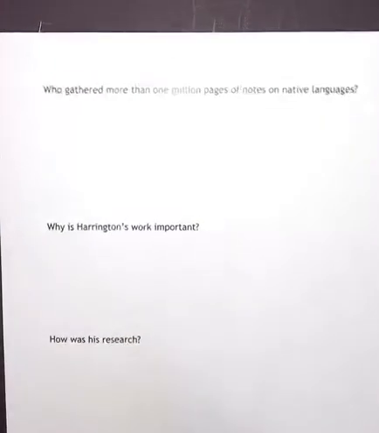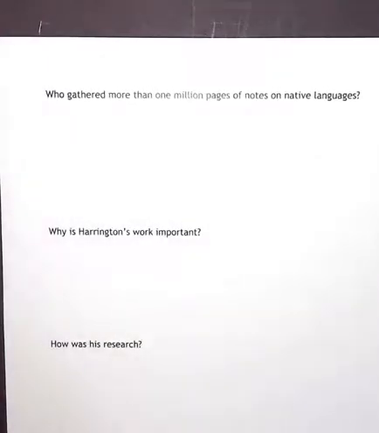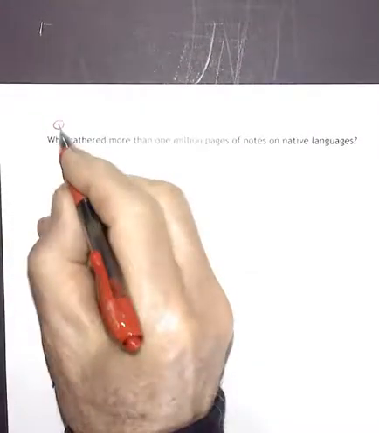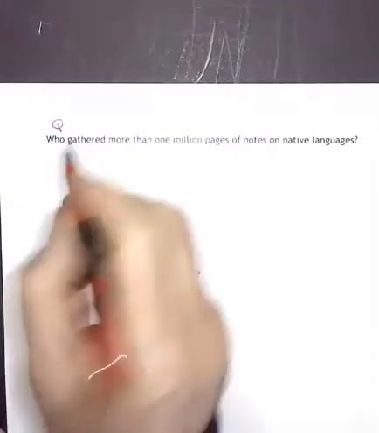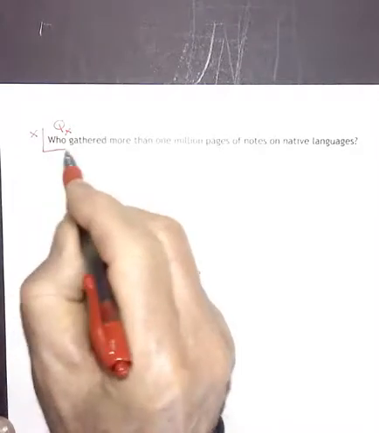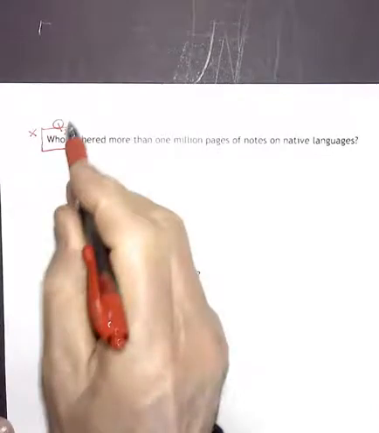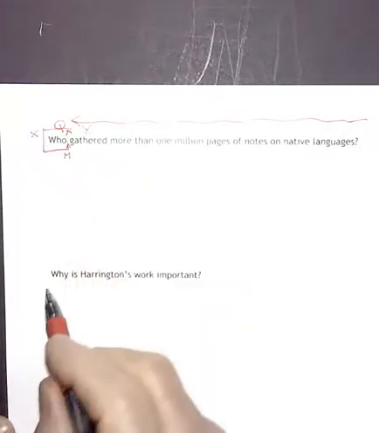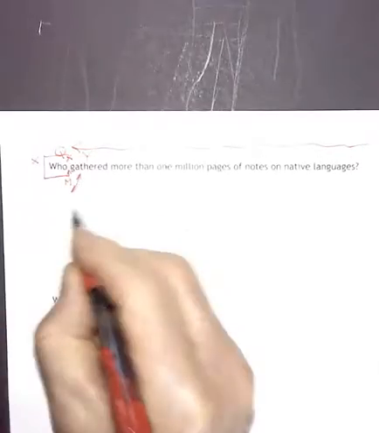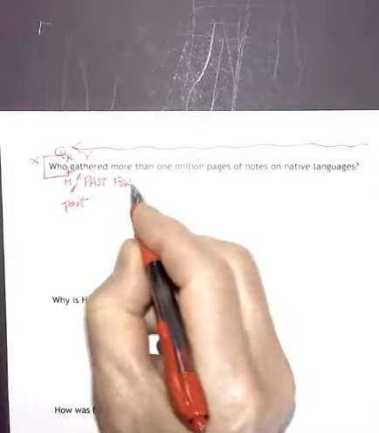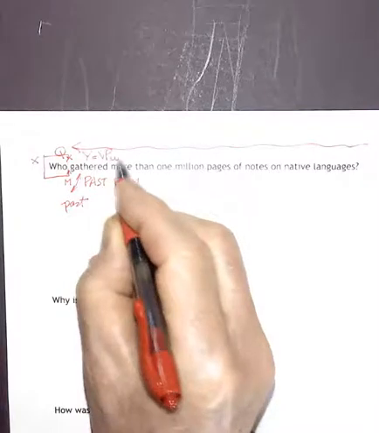Please take a look. Who gathered more than 1 million pages of notes on native languages? Question word, who. I don't see the X word, so we could say who did not gather, and then did who gather? So who is sitting in the subject place. There's no shifters. The M place is empty, and gathered more than 1 million pages of notes on native languages is the Y. Gathered ties with the past, and it's the past form. Y is a verb phrase with time.